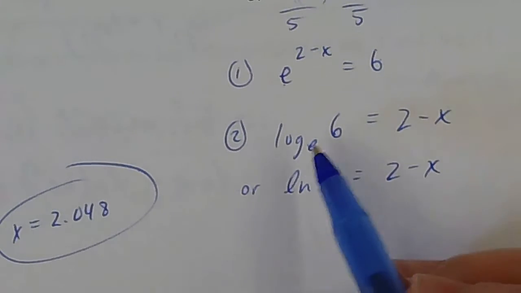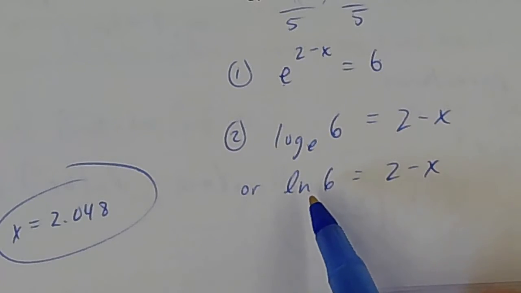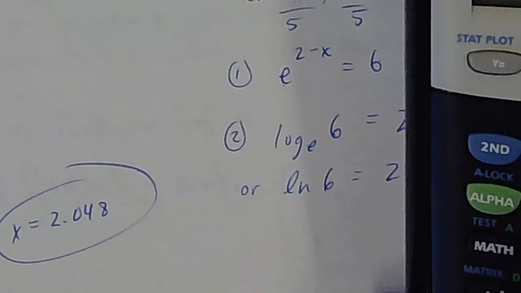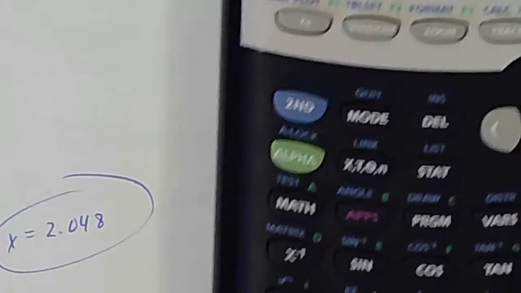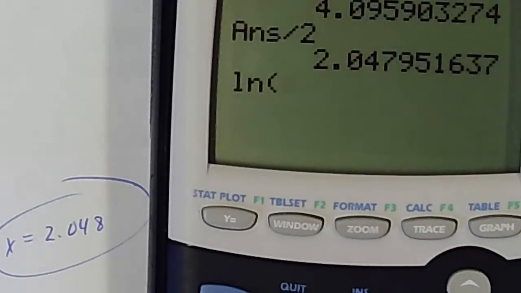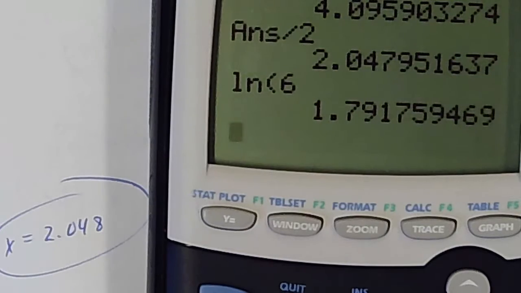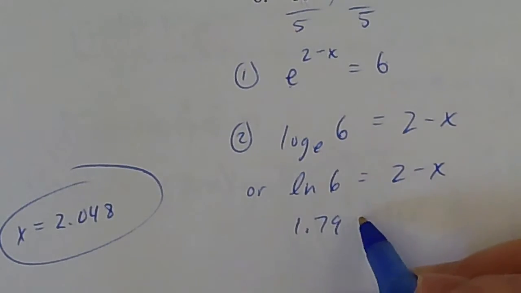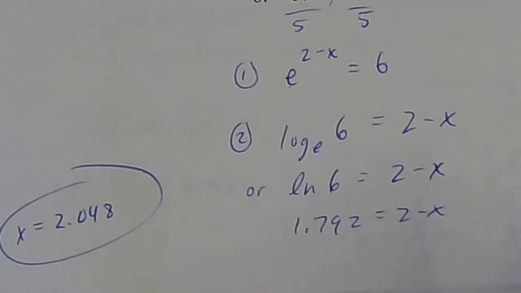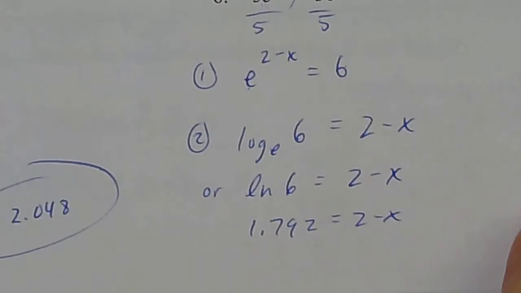Okay, and then it's up to you. You could actually use the change of base and do log of 6 over log of e, but there's an ln button already. So you don't really need to do that, right? We could just do ln 6 to get that answer. ln 6, and I'm going to get it. It's 1.792. So I have 1.792. And from here, everybody should feel comfortable with these algebra steps.